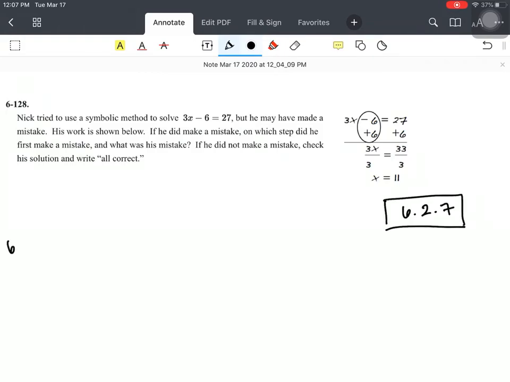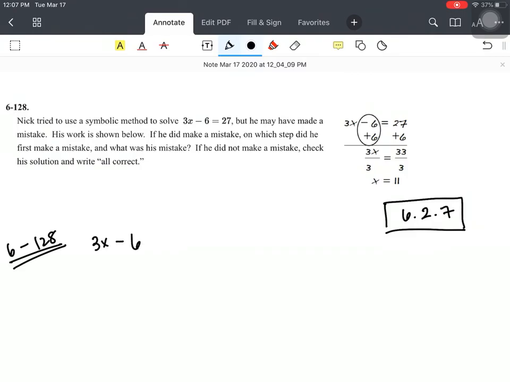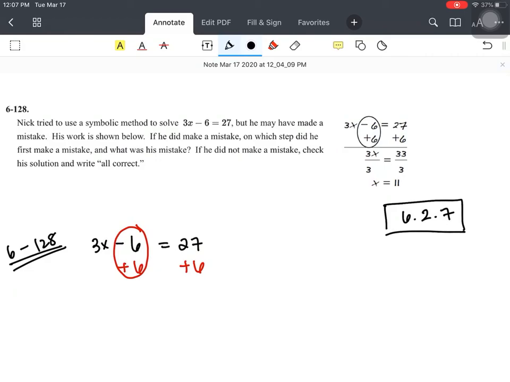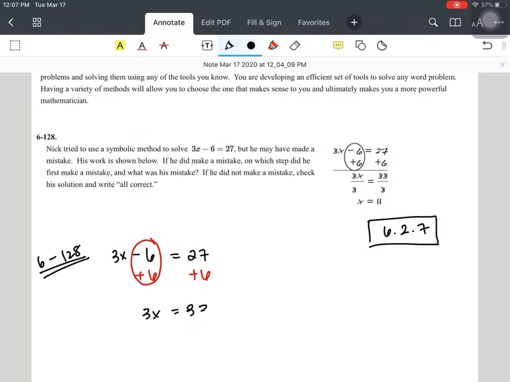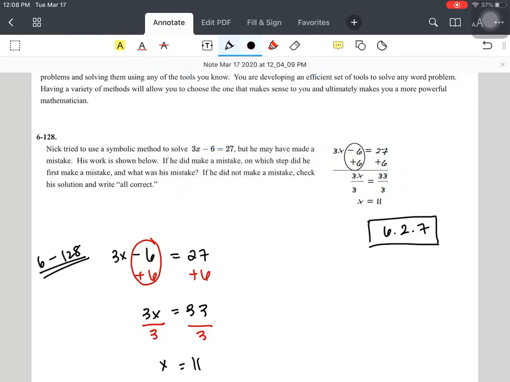So 6.2.7 in your notebook on the left-hand side. That is our section, and 6-128 is going to be our first problem. Nick tried to use a symbolic method to solve 3x minus 6 equals 27, but he may have made a mistake. His work is shown below, so since we don't have this in our notebook, let's write it down. 3x minus 6 equals 27. What he did was add 6 on both sides. There's that 0 pair. And then you're left with 3x equals 33. All right, I'm going to pause so that you can copy that down.